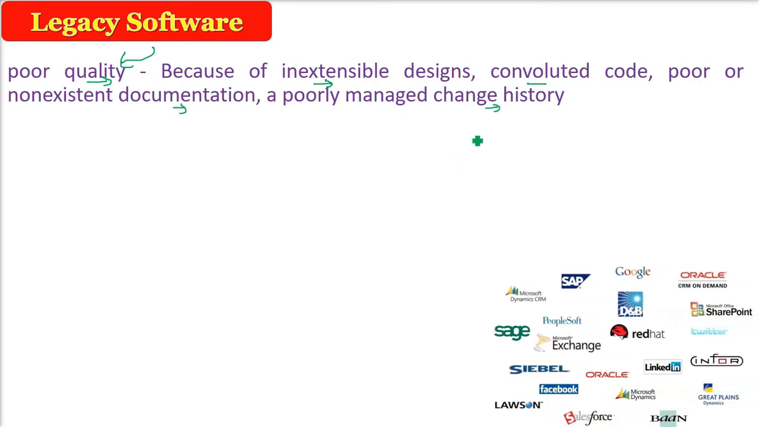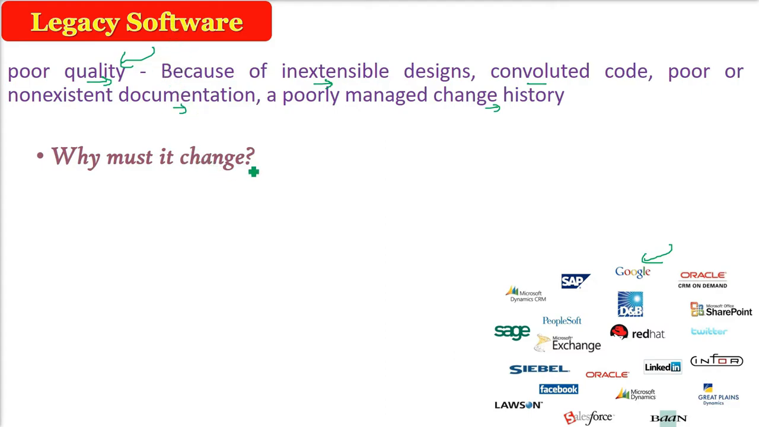But I'm not saying that Oracle and Google, which have completed 1 or 2 decades, are poor. Still we are using them and they are on top, Facebook even. You can consider them legacy software. But there is certain software which needs to change because of its poor quality.